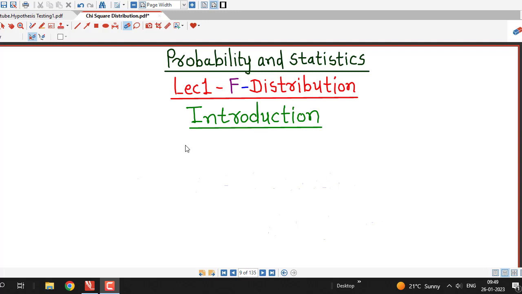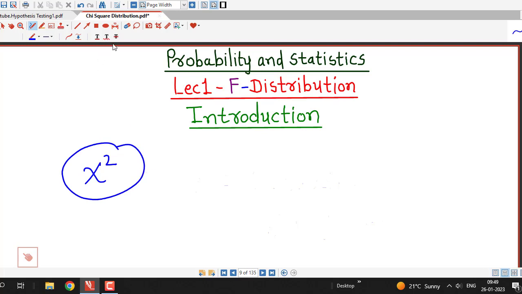Hello friends, I welcome you to lecture number 1 on F distribution. In this lecture, we are going to introduce what F distribution is and how its PDF is defined. To understand F distribution, we must have knowledge of chi-square distribution. So if you have not seen my lectures on chi-square distribution, I suggest you watch those lectures first and then come to this lecture.